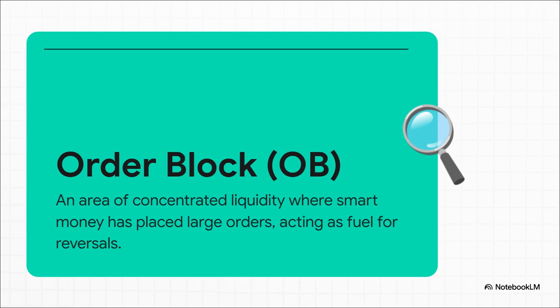An order block is really just a zone of concentrated liquidity. Think of it like a fuel station on the highway of your chart. Price is constantly drawn to these fuel stations to power its next big move. And just remember, the higher the time frame, the bigger the fuel tank, and the more explosive the potential reaction.